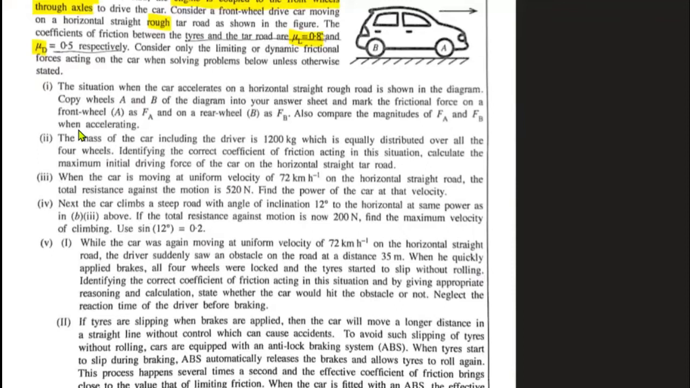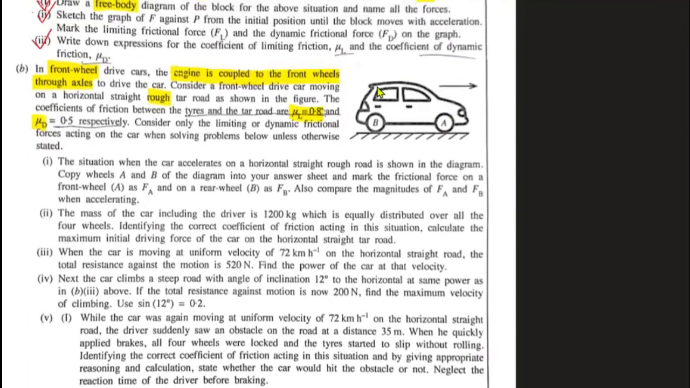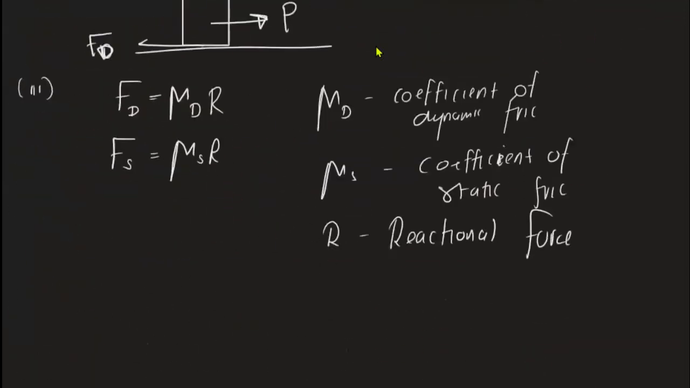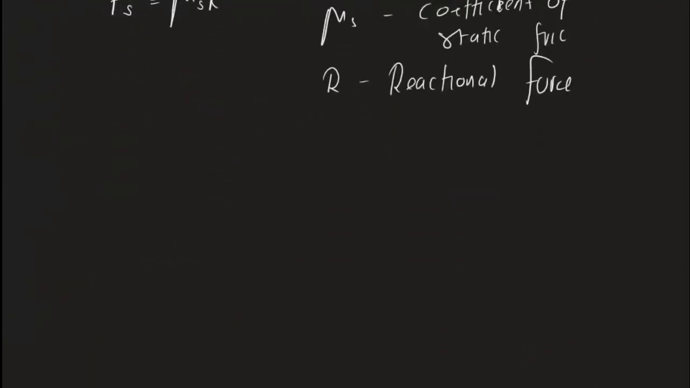Okay. So as the first problem, what they are asking is the situation when the car accelerates on a horizontal rough road, as shown in the diagram. In this diagram, it shows a car accelerating on a horizontal straight road. So copy the wheels A and B of the diagram in your answer sheet and mark the frictional force on the front wheel A and the frictional force on the back wheel B. So this is what we need to do.